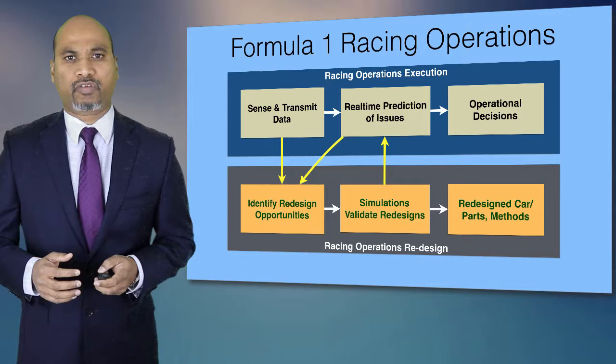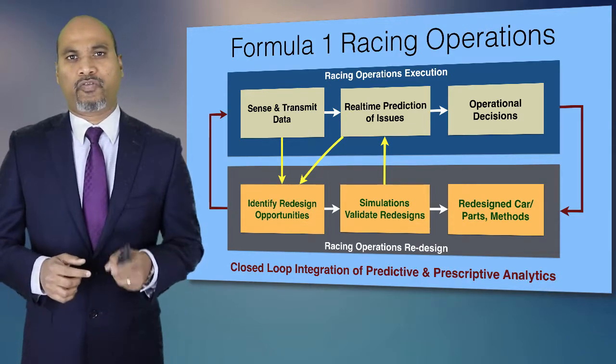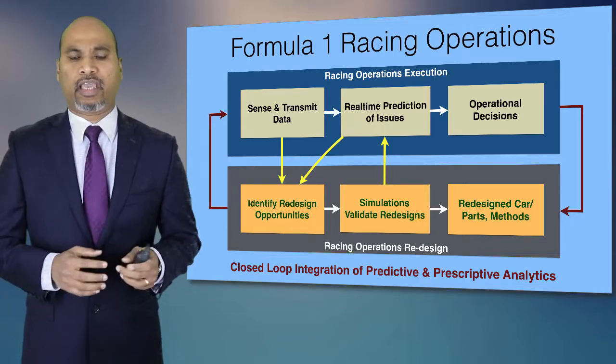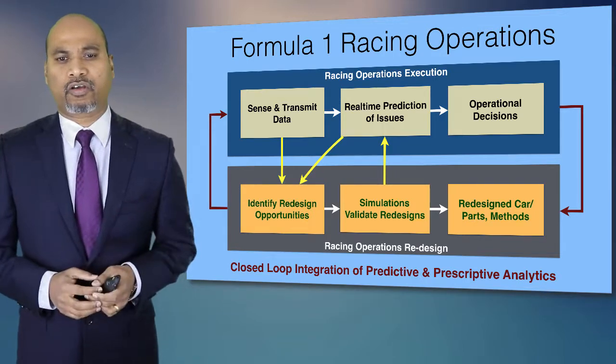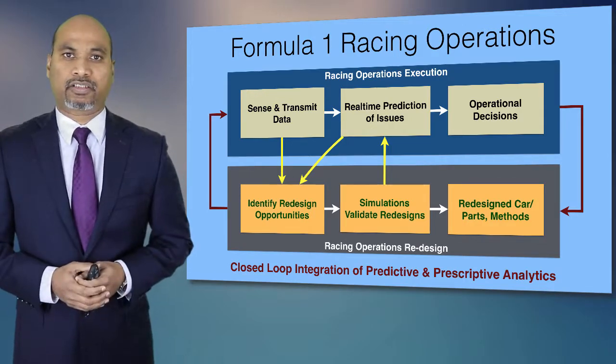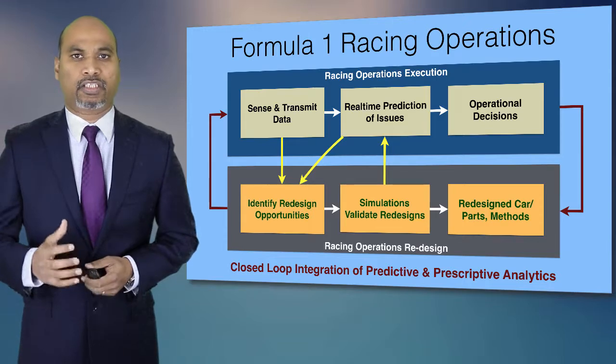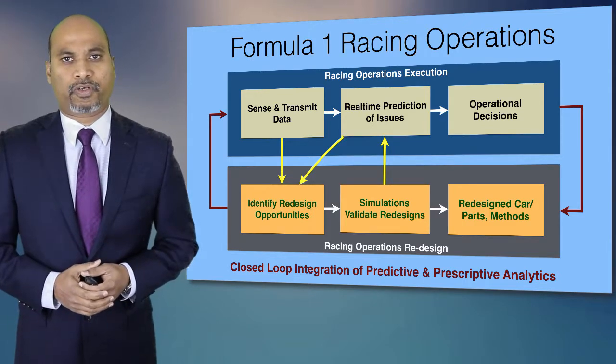And these things have to be in a closed loop, as in, one thing has to feed back to the other. And so they have a closed loop integration of the predictive and prescriptive and descriptive analytics for the whole operations. So this is how it works as far as the car racing operations are concerned.